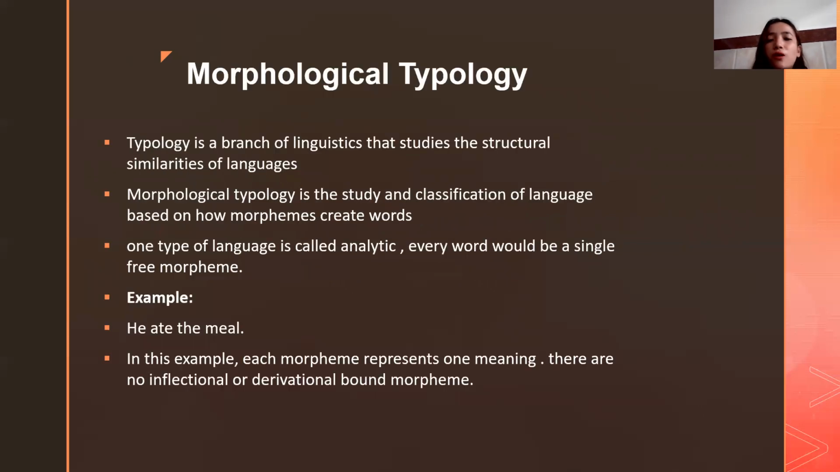So morphological typology. Typology is a branch of linguistics that studies the structural similarity of languages. Morphological typology is the study and classification of languages based on how morphemes create words. One type of language is called analytic, where every word is a single free morpheme. Example: he ate the meal. In this example, each morpheme represents one meaning, so there are no inflectional or derivational bound morphemes.